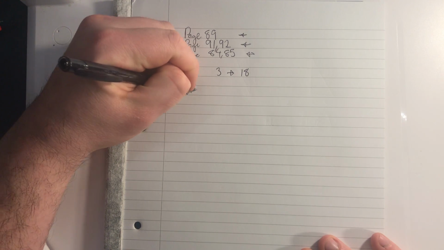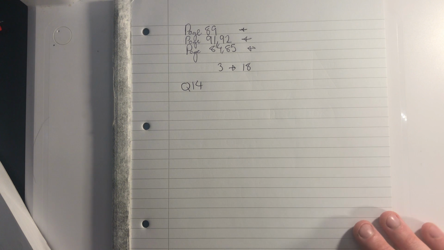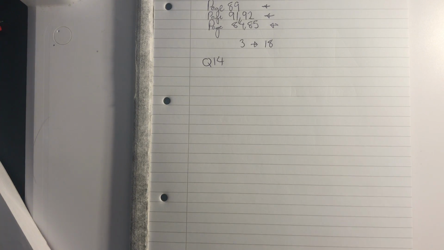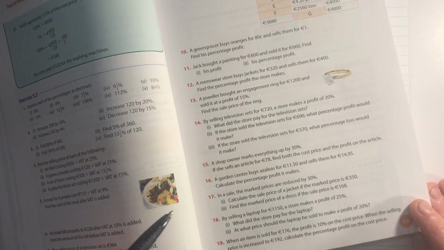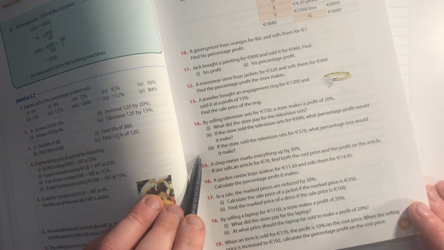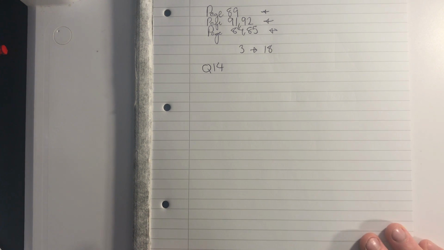Question 14 on page 84, 85. So it's this one here. If you don't have a book with you or something, you could maybe pause YouTube and write down the questions. We're going to do that question there. By selling television sets for €720, a store makes a profit of 20%. What did the store pay for the television sets?